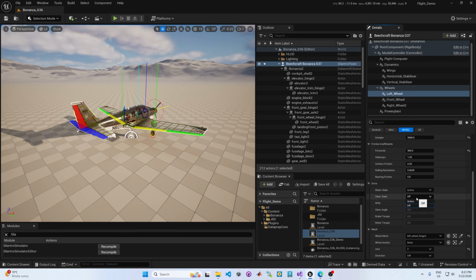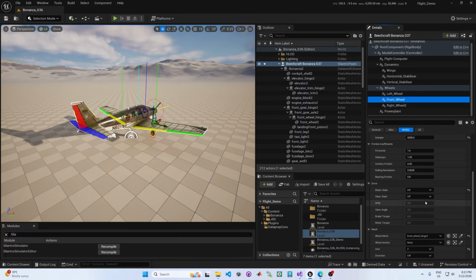And the next one is self-explanatory. Can you steer this? Can you change the lateral orientation of this wheel to steer the aircraft? So you only want to enable this on the front wheel. Then these are just debug values, RPM, steer angle, and the amount of the current torques that apply to the wheel. So those are just for visualization purposes when you're doing debug.